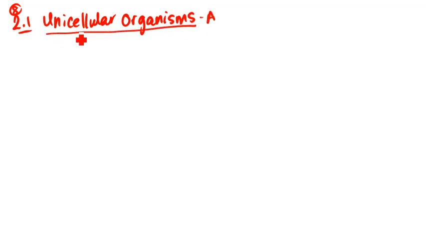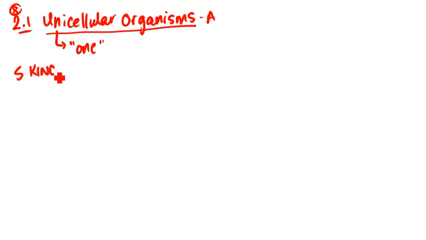Now, unicellular, if we break this up, uni means one, and cellular, well, means cellular. So this is an organism that consists of one cell. Now, there are different examples of these types of organisms, but we can categorize them into 5 kingdoms of life. And you may have learned this in an earlier grade.